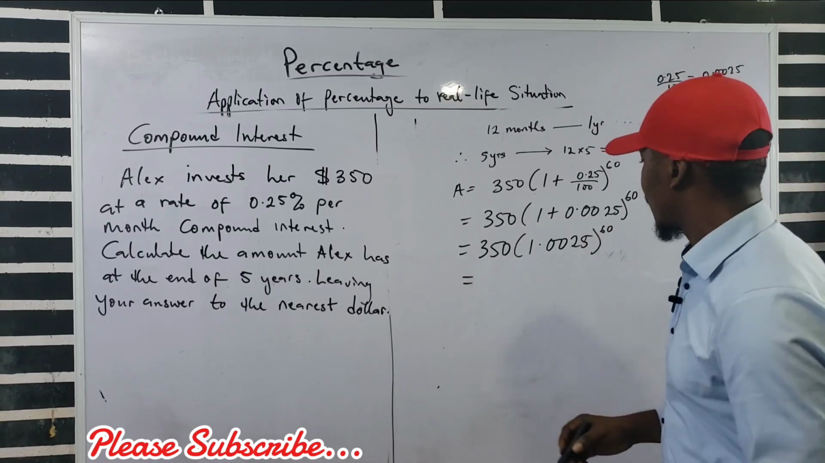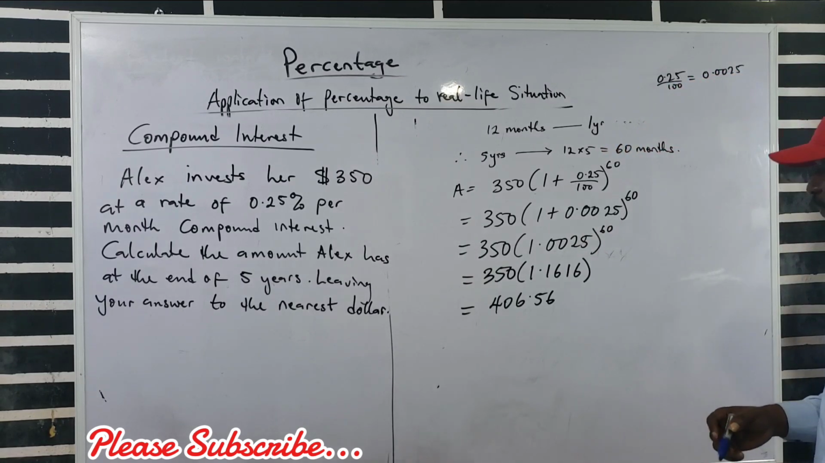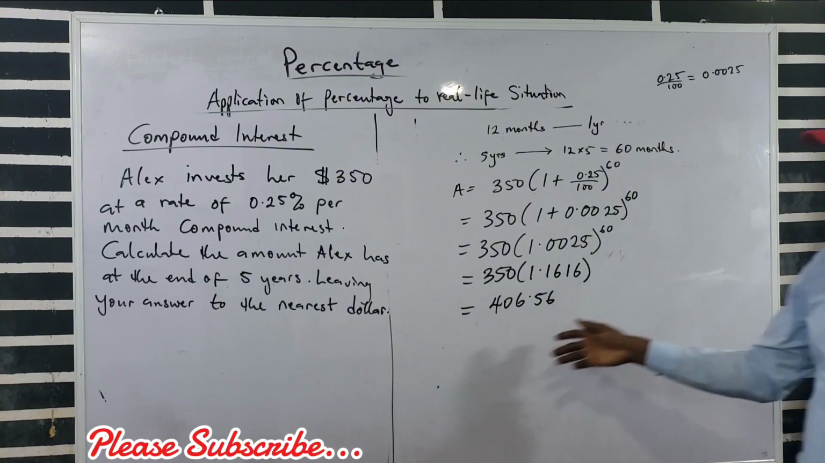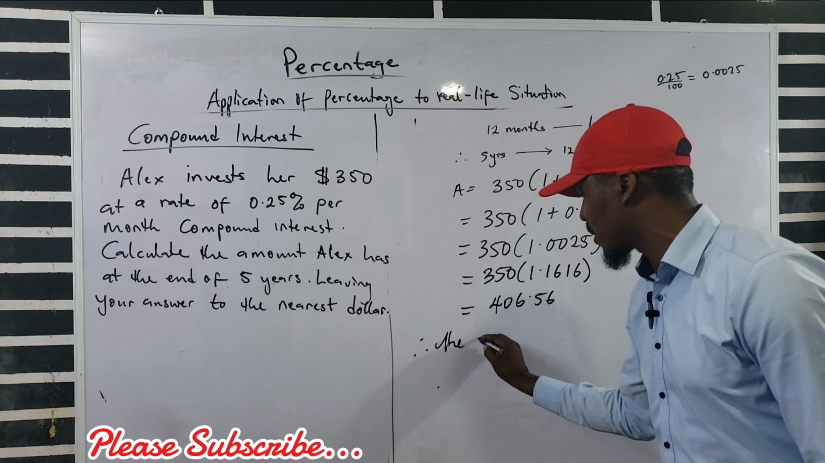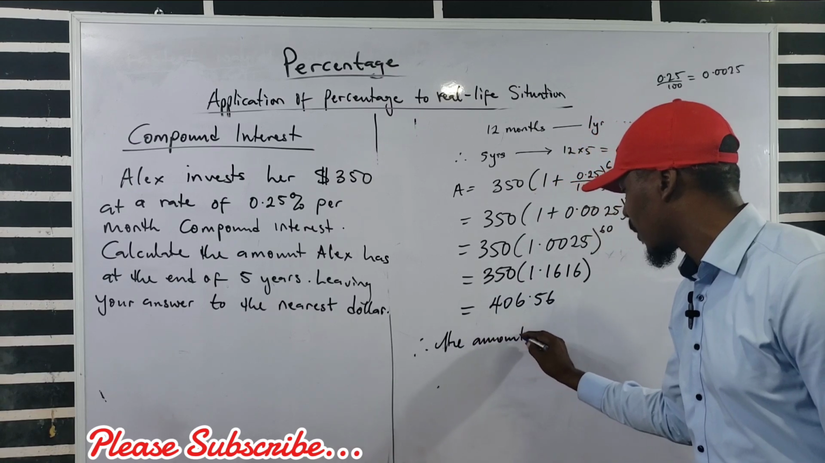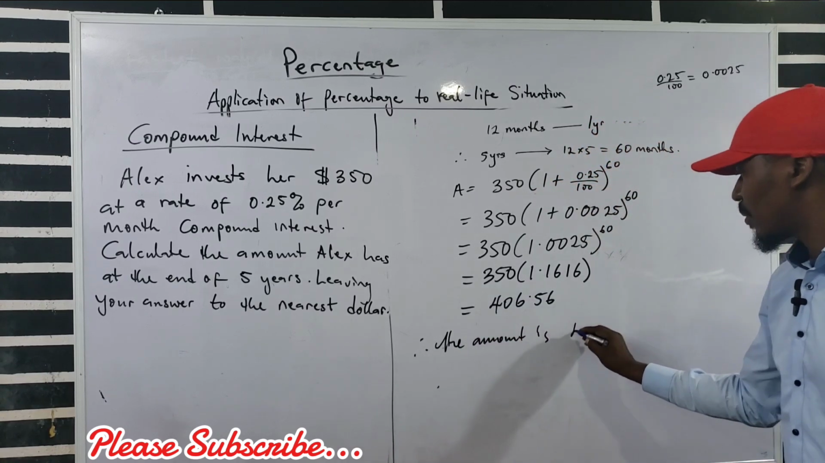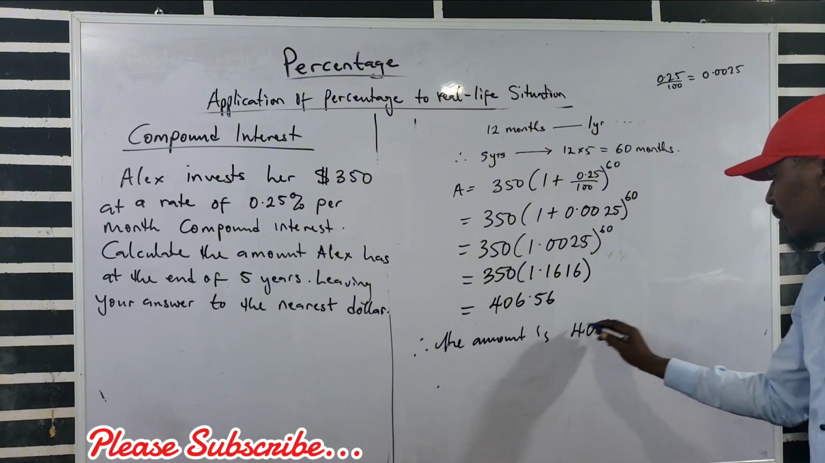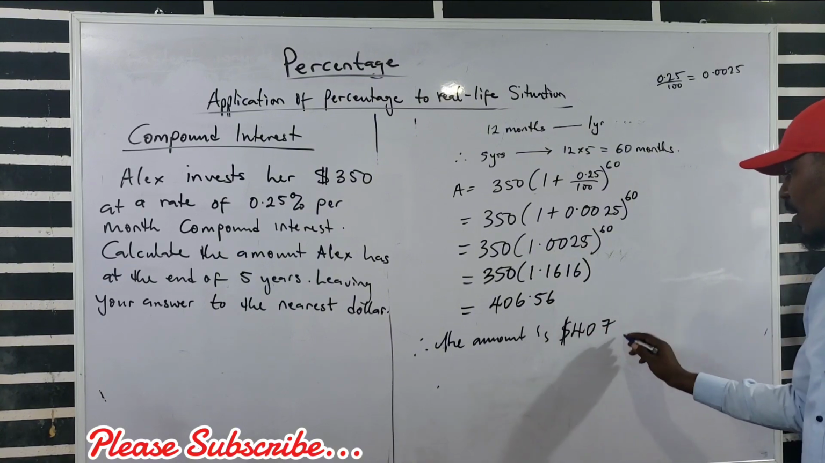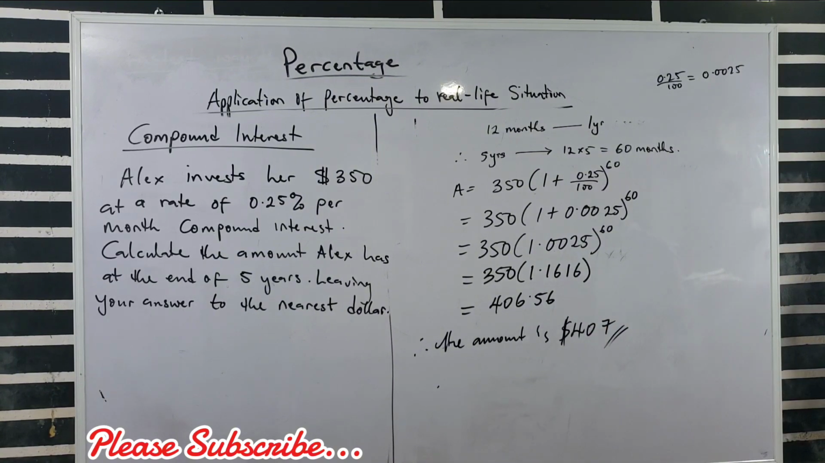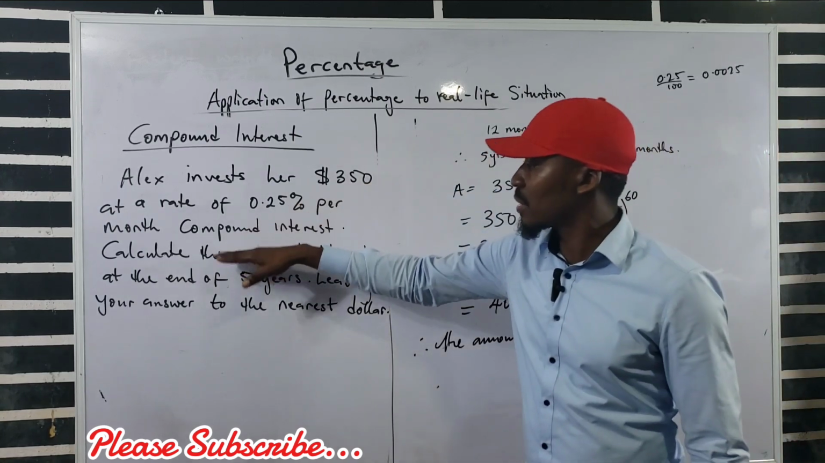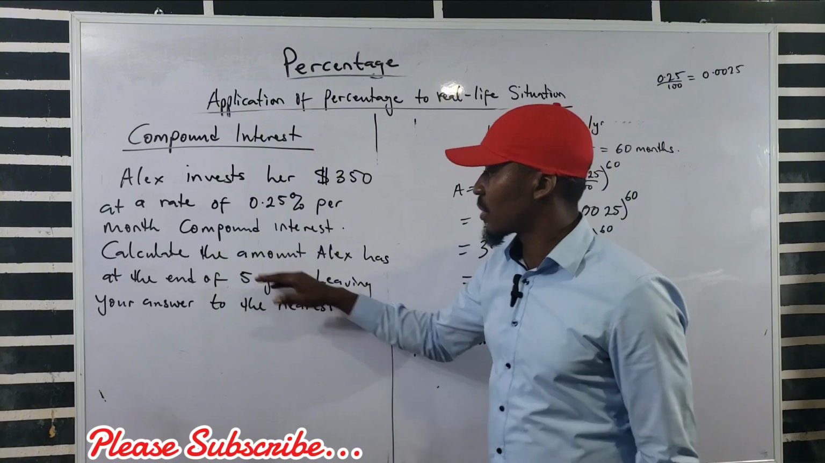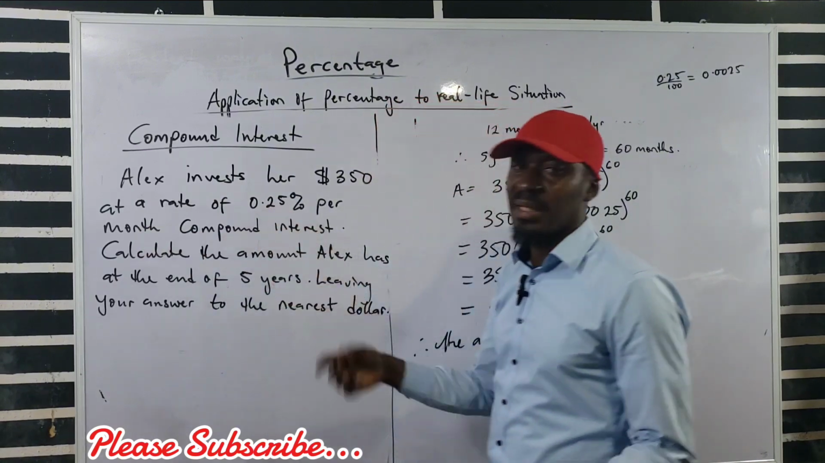So that will give us 406.56. Now they ask us to the nearest dollar. Therefore, the amount is $407. Okay, so this is the amount at the end of 5 years. You can see the way we have solved that. We changed the years given to us to months because the interest is in months.